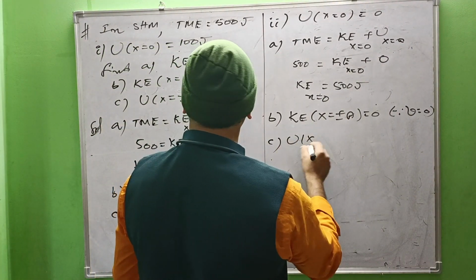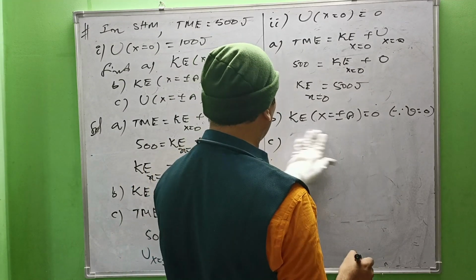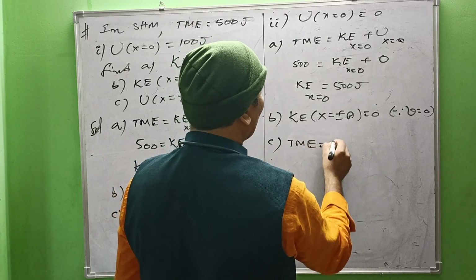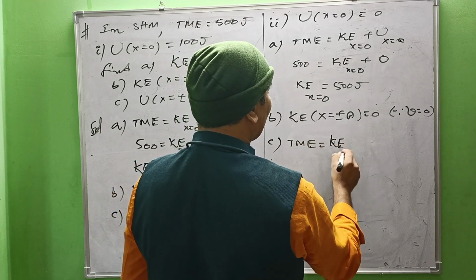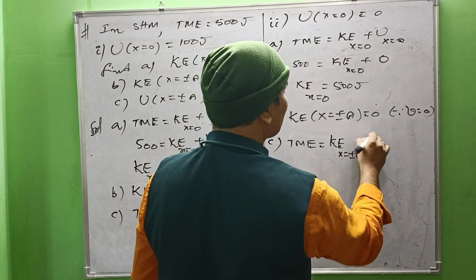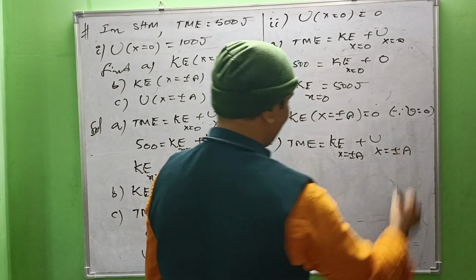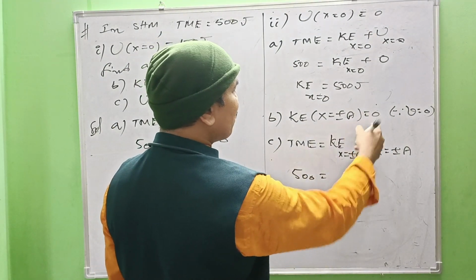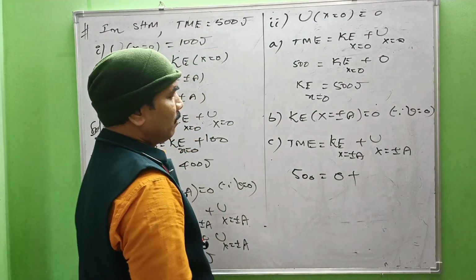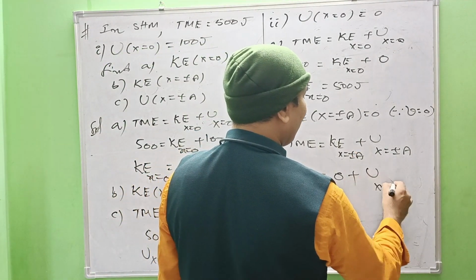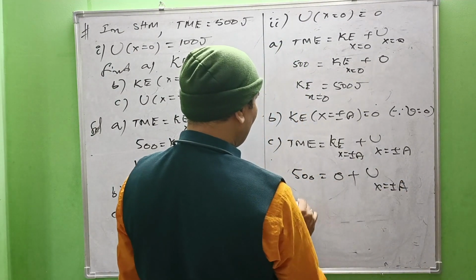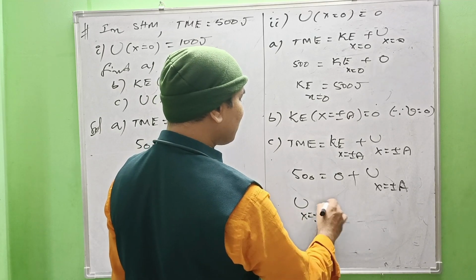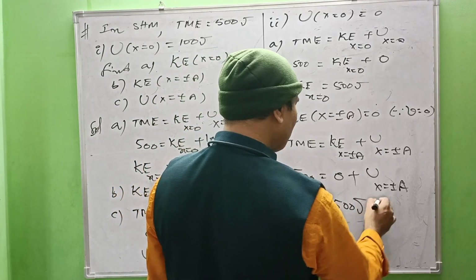Potential energy at x equal to plus or minus a means take total mechanical energy at the same position. Total mechanical energy equals kinetic energy at x equal to plus or minus a plus potential energy at x equal to plus or minus a. That is, 500 joules equals Ke at extreme position, 0, plus U at extreme positions. Now what is the potential energy at extreme position? That is U at x equal to plus or minus a equals 500 joules, right?